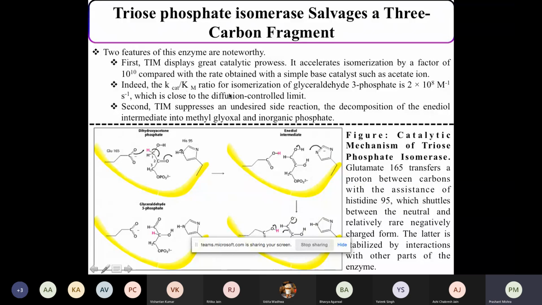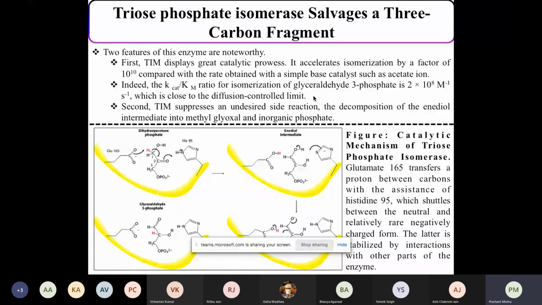The value for the isomerization of glyceraldehyde 3-phosphate is something like 2 into 10 to the power 8 per molar per second. So you will find that 2 into 10 to the power 8 is the value of Kcat by Km, which is close to the diffusion control limit. That means beyond this, you cannot increase the rate of reaction. Then only you can increase the rate of reaction by increasing the diffusion, that means the interaction. You force the interaction of the substrate with the enzyme. So these are all things which we have already discussed in the class on enzymes.